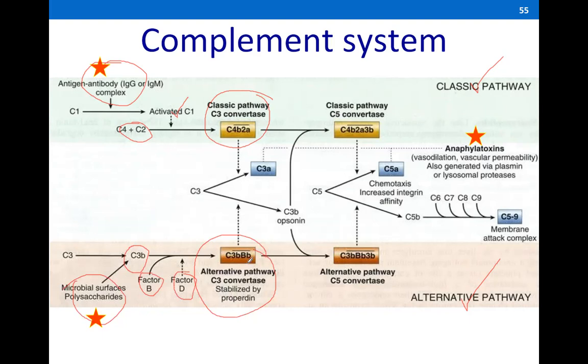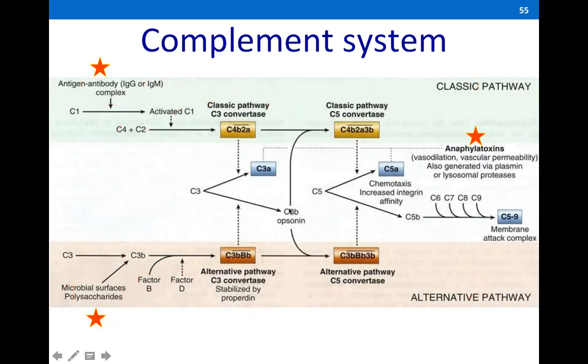Now look at the difference. The C3 convertase of the classic pathway is the C4b2a, while the C3 convertase of your alternative pathway is the C3bBb. Once they are activated, they will activate C3 to become, number one, C3a. And what does that mean? C3a is actually an anaphylatoxin. It induces inflammation. What about your C3b? Your C3b, on the other hand, will become opsonin. This opsonin helps you convert your C3 to C5 in both classical and alternative pathway.